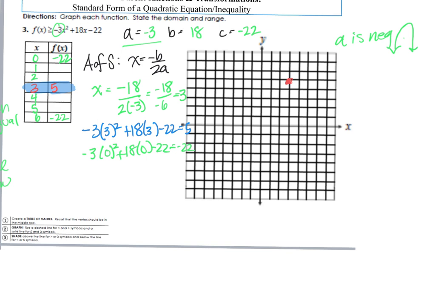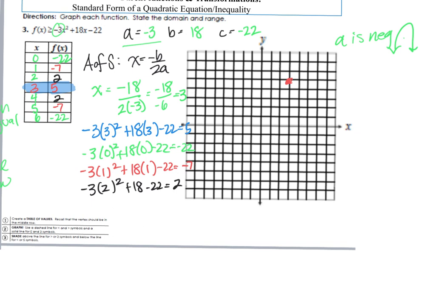Next, we're going to plug in positive 1 for x. So negative 3 times 1 squared plus 18 times 1 minus 22, and we get negative 7 for our y value. So next we put negative 7 here and here. Okay, we're going to move and plug in positive 2. So we have negative 3 times 2 squared plus 18 times 2 minus 22. And that comes out to equal positive 2. So we put positive 2 here and here.